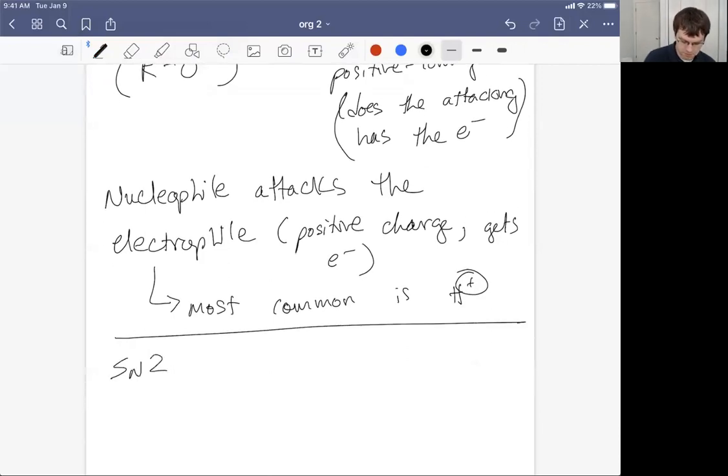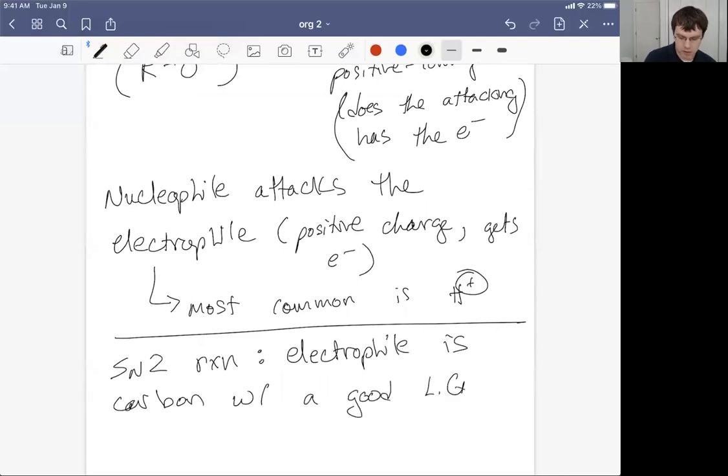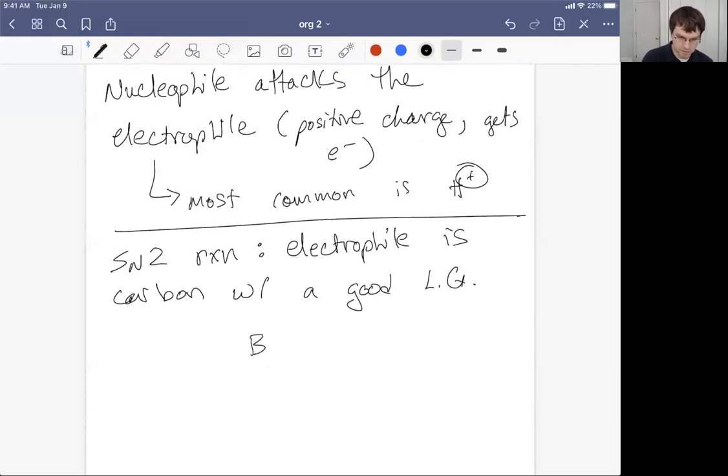So an SN2 reaction. In an SN2 reaction, the electrophile is carbon with a good leaving group. Now, what we focused on in Organic Chemistry 1 was a haloalkane. So we could have, for example, bromine attached to a chain. That's going to put a delta minus here and a delta positive here. And then if we attack this molecule with an alkoxide, we can form a product.